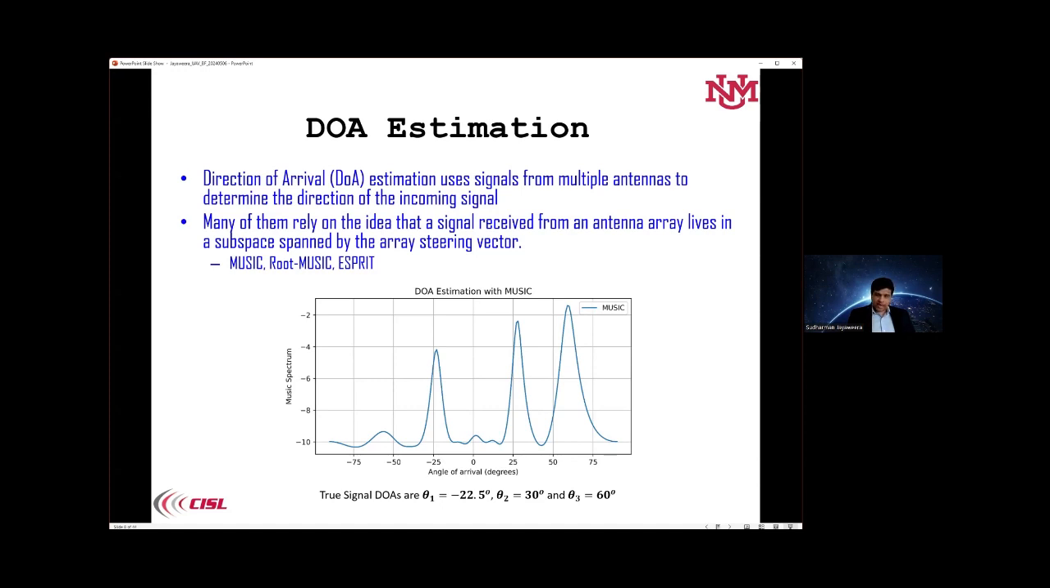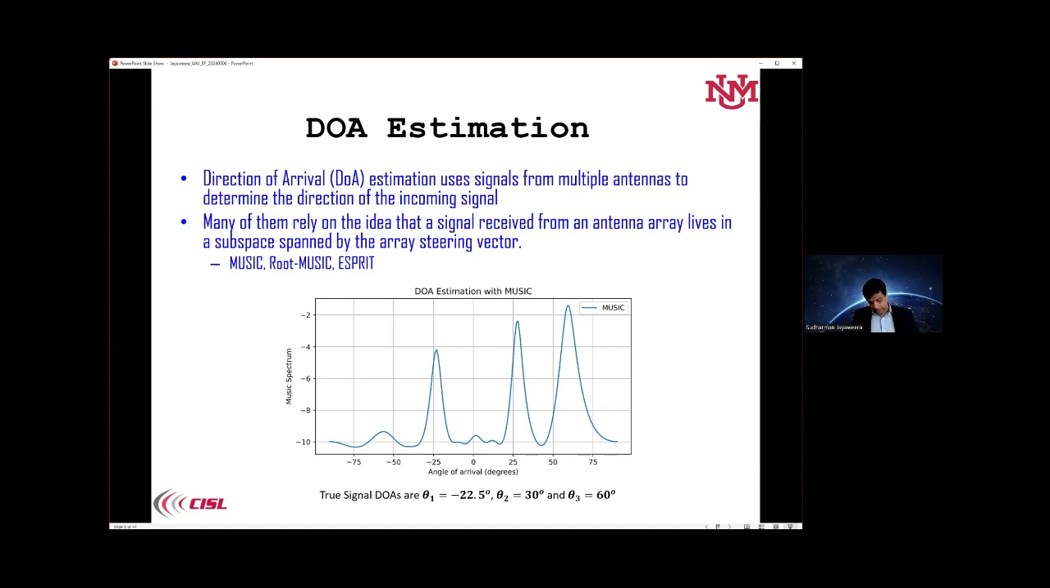If you consider a linear antenna array with a certain number of elements, what you can do is that the received signal, you can represent as living in a subspace defined or spanned by what you call the antenna steering vector, or the antenna array steering vector. So by using that property, you can essentially estimate the angle or the direction in which the signal is arriving at the receive antenna array.